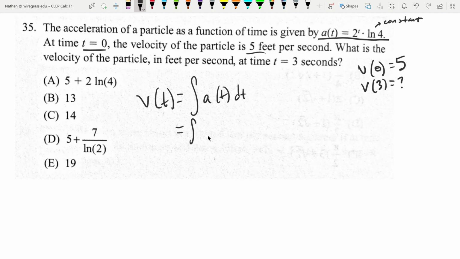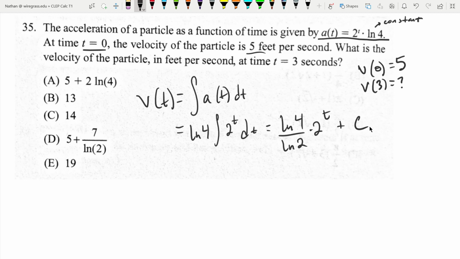I'm going to pull out the natural log of 4 in front. It's just the constant again. To the power of t, and we get dt. This is the same thing as if you were to take the derivative of 2 to the power of t, you get a natural log of 2 times 2 to the power of t. So we have to divide by that natural log of 2. So we get 2 to the power of t.